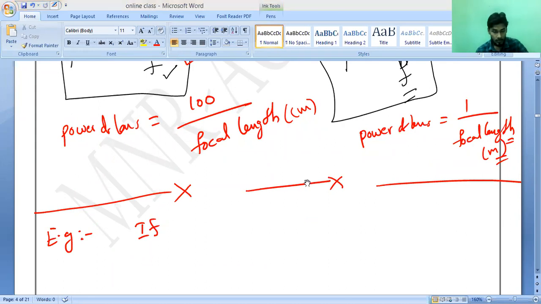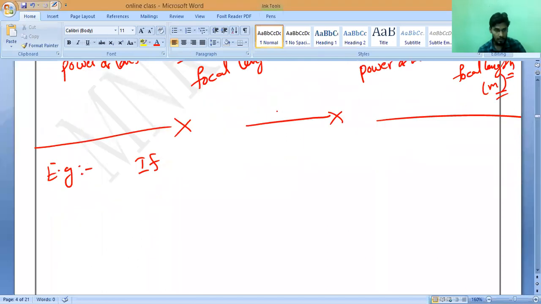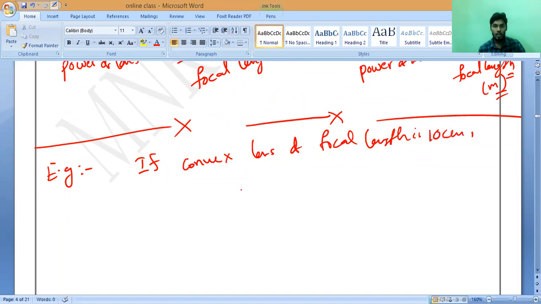Example: a convex lens of focal length 10 centimeters, what is its power? Plus 10 dioptres, sir. Given this, which formula will we use? You observe, the focal length is given in centimeters. So what we have to do?